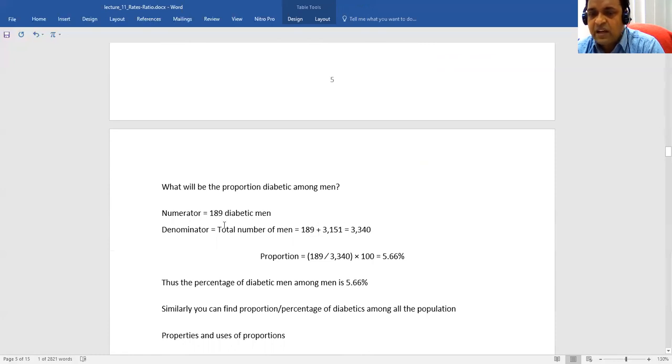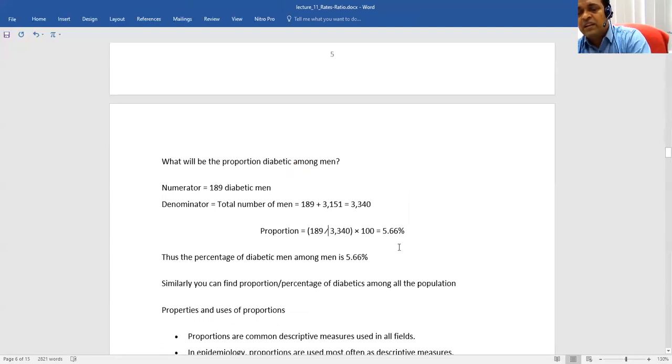the non-diabetes. The total male population is 3,340, of which 189 is the diabetes. So see, the numerator is included in the denominator. What is the proportion of diabetes? If you find 189 divided by this, multiply by 100, then you can find the percentage of diabetics among men is 5.66%. So in 100 males, there will be 5.66 diabetes patients.